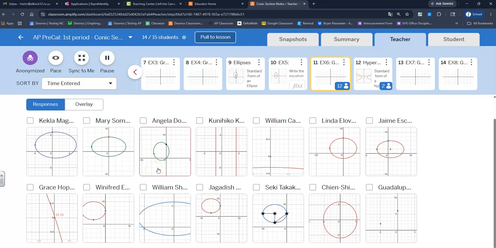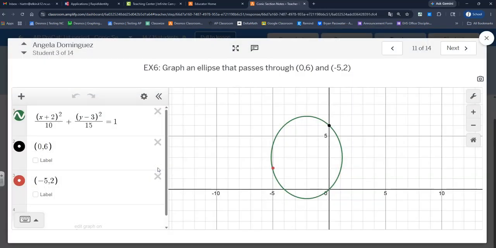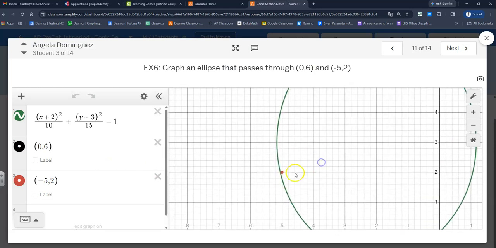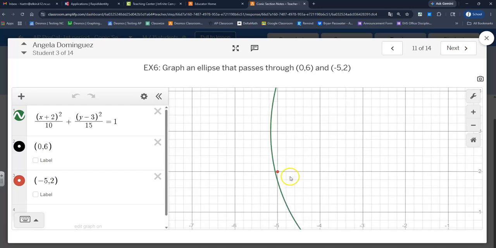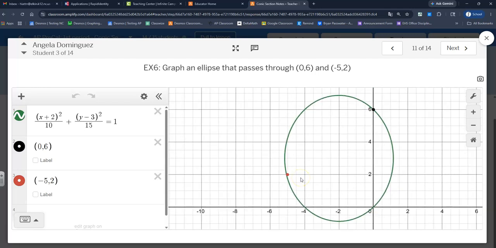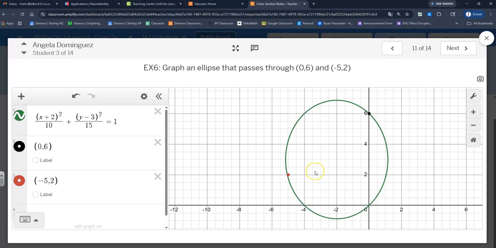For example, let's see about this one. This one, I think we might be off a little bit here. I think that one's going to be off if we zoom in. Yeah, it's off a little bit. But if we fiddled with it more, could you get this one to work? You could. It could go through those 2 points that way.